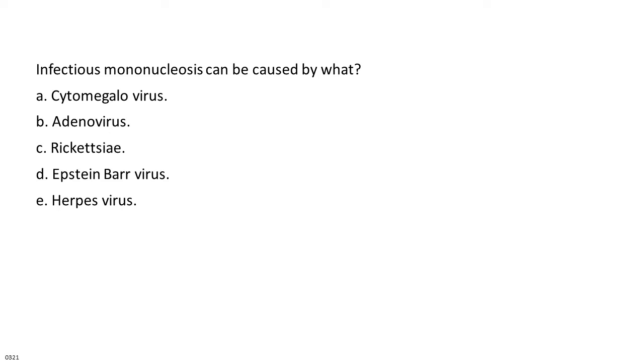Infectious mononucleosis can be caused by what? A. Cytomegalovirus. B. Adenovirus. C. Rickettsia. D. Epstein-Barr virus. E. Herpes virus.